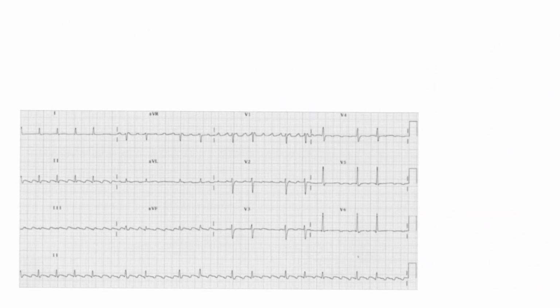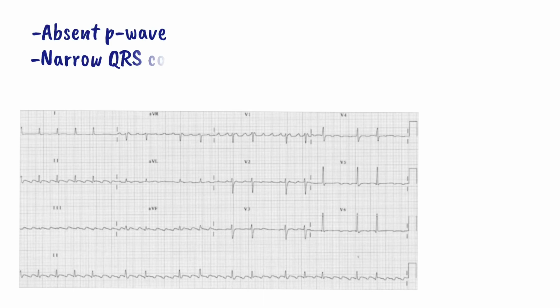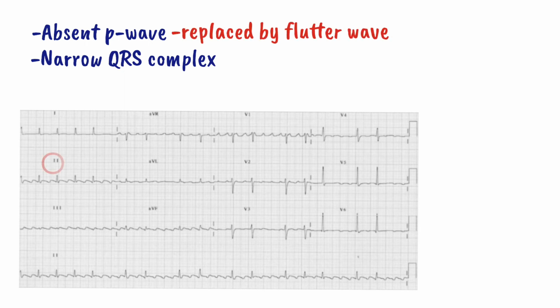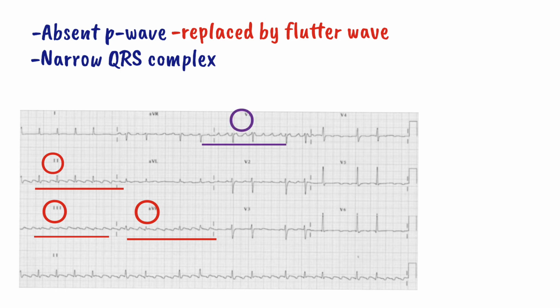On ECG in atrial flutter, there will be an absent P wave and a narrow QRS complex. The absent P wave is replaced by a flutter wave. In leads 2, 3 and aVF, there will be an inverted flutter wave which will resemble a sawtooth pattern, while in V1 there will be a flutter wave which will resemble a normal P wave, but it is not a normal P wave, it is a flutter wave.